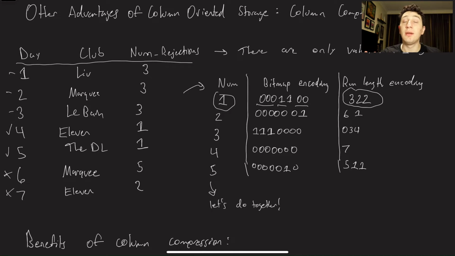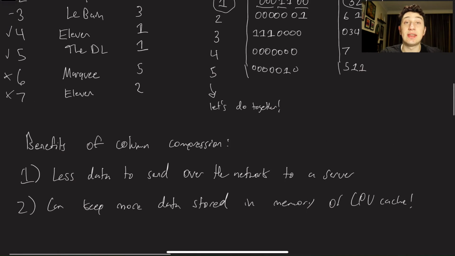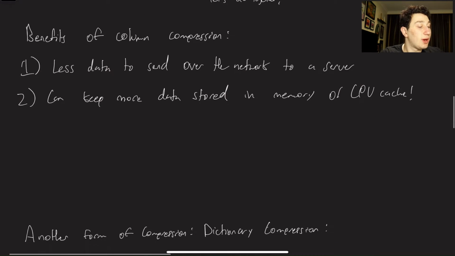So as you can see, this has allowed us to seriously compress down our data in a column where many of the metrics in there are actually going to be very similar. If there's a lot of repeat values, if the values next to each other are similar, that is really, really useful in terms of reducing the size. So what are the benefits of column compression?